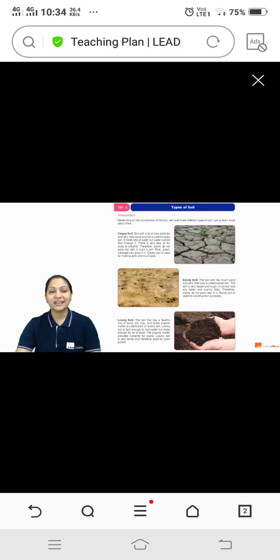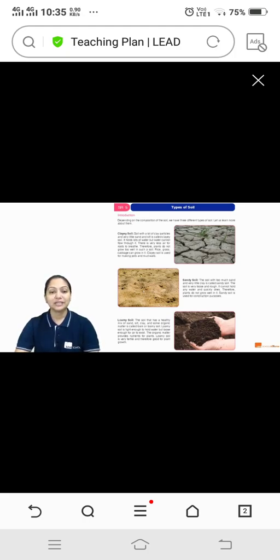So sandy soil has very little clay and a lot of sand. That is why the particles in this soil are very big and they are loose. That is why it cannot hold water for a long time. It dries up very quickly. Also, the particles of this type of soil are very rough and coarse. That is why plants don't grow very well in it. Sandy soil is usually used for construction.